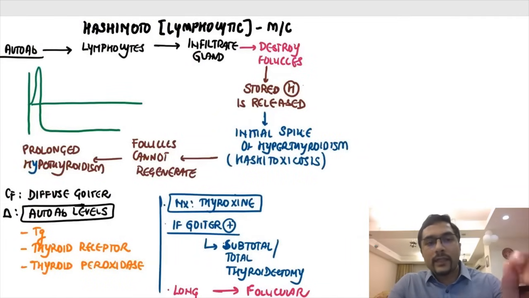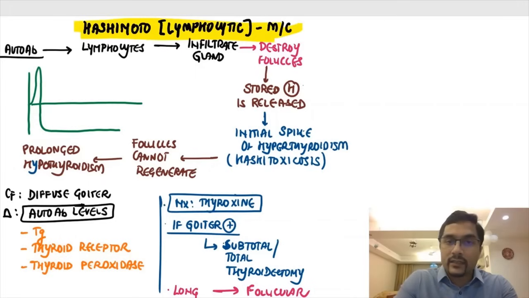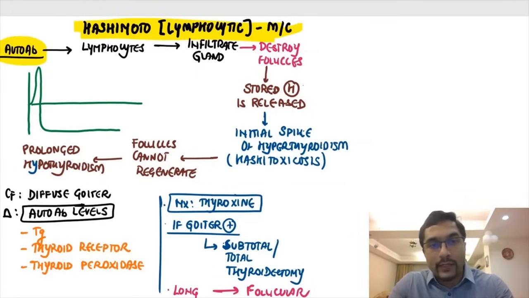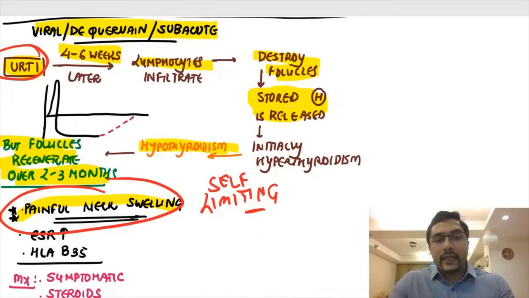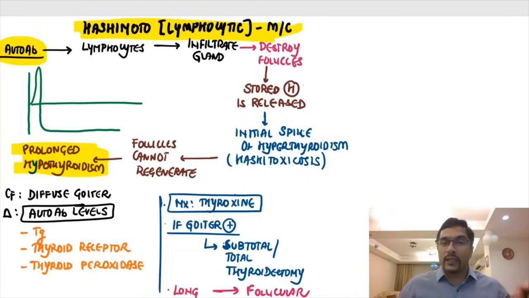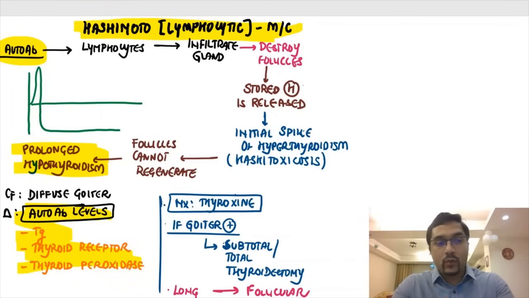You know that the most common thyroiditis is Hashimoto's, also known as lymphocytic thyroiditis. In Hashimoto's or lymphocytic thyroiditis, it is autoimmune, autoantibodies are there, and here there is prolonged hypothyroidism. Okay? In viral or de Quervain's, it was self-limiting, recovery was happening on its own. Here there is prolonged hypothyroidism in Hashimoto's. Okay, and you can find raised autoantibody levels in Hashimoto's.